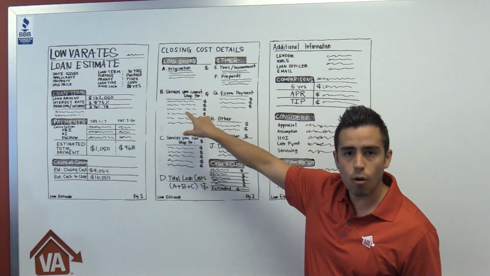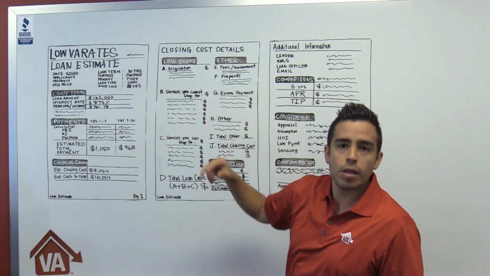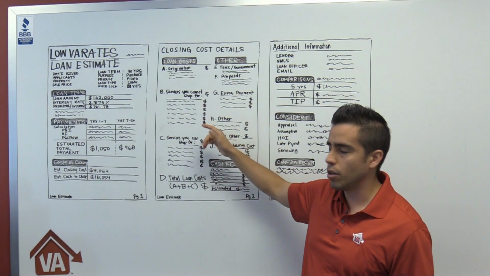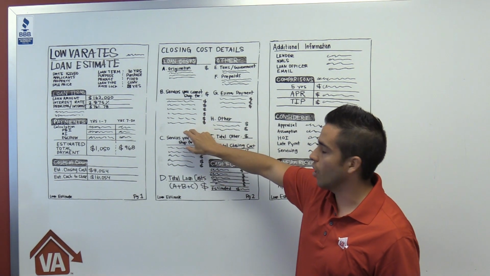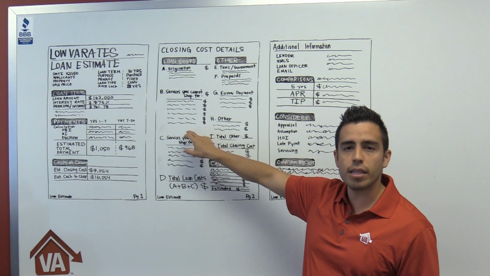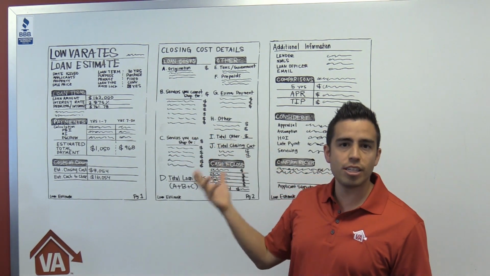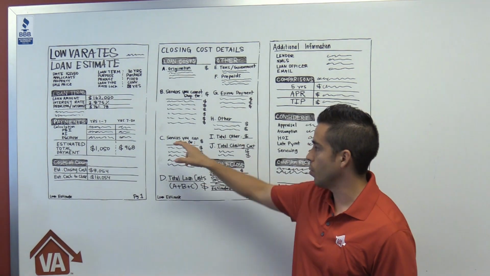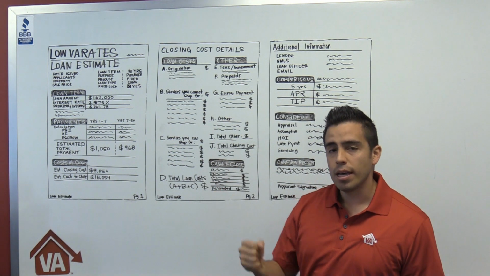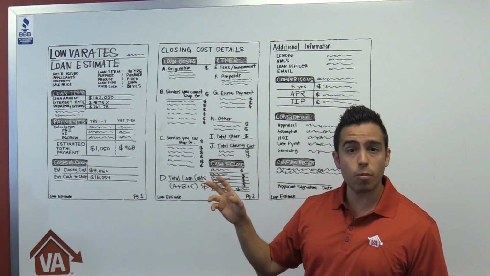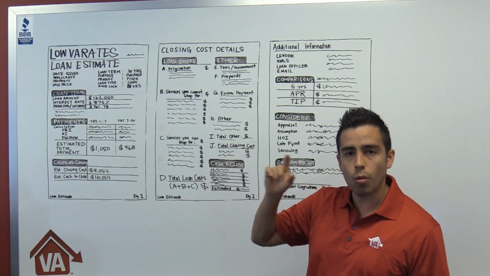Services you cannot shop for, this is for appraisal, pest inspection, things like that. No, actually pest inspection goes in services you can shop for. Credit report, these are things that are still required by the loan, and the lender can choose who to order it through, okay? Services you can shop for, like I said, pest inspection, title. Title is another topic we're going to discuss at a later date, but these are things that you can choose who you want to do it.